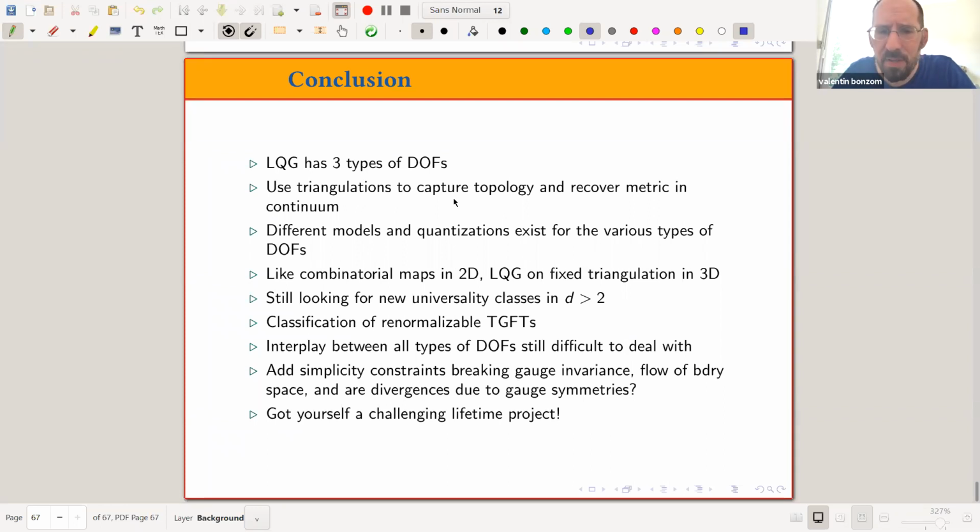There's a difficult interplay between all the types of degrees of freedom in loop quantum gravity that's still very difficult to deal with. And in addition, if you really want, you can try to add simplicity constraints which break gauge invariance. You have to flow the boundary, the space of boundary states, and you have to wonder whether the divergences come from gauge symmetries or not. So if you add all this, you get yourself quite a challenge for a few decades, I guess.